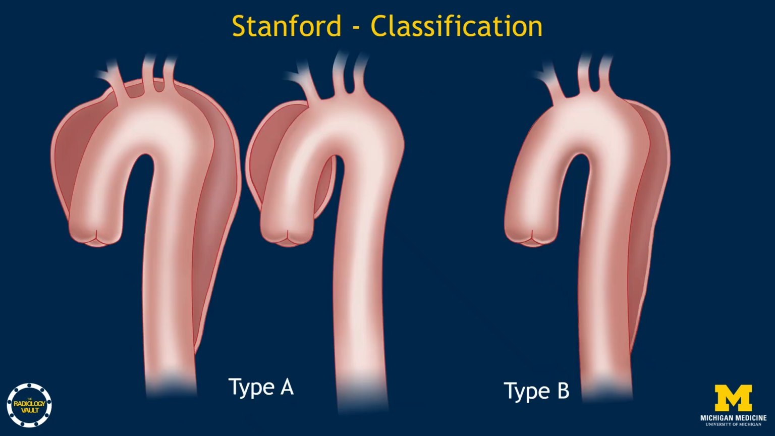Classification is similar to typical aortic dissection, where it's type A if the intramural hematoma involves the ascending thoracic aorta, and type B if it does not involve the ascending thoracic aorta. Like typical aortic dissection, the majority of the acute intramural hematomas that are type A are treated surgically, and those that are type B are treated medically or may need endovascular treatment or surgery.